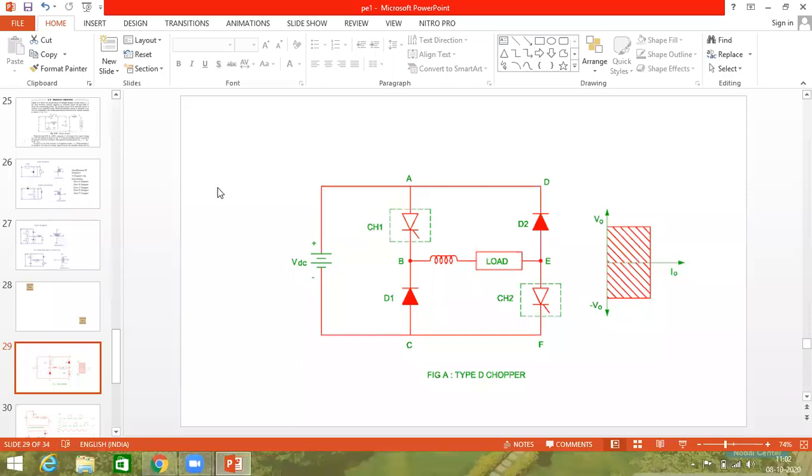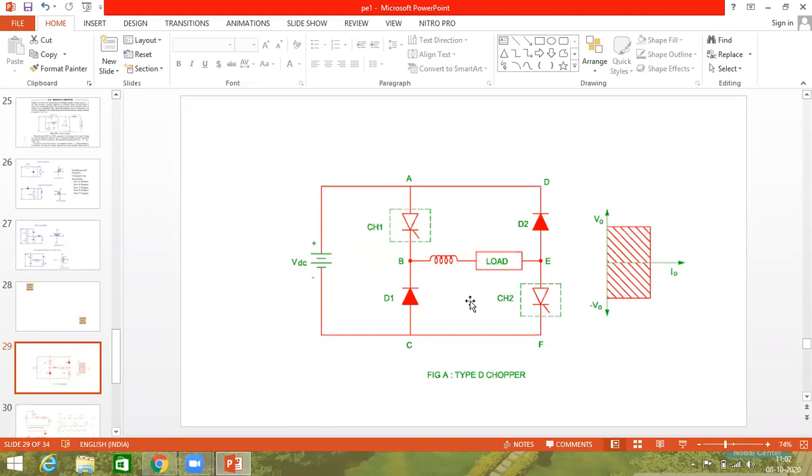When the supply is on with chopper 1 and chopper 2 in the on condition, the current starts from VDC plus to CH1 to inductor, the inductor energizes, inductor to the load, that is the motor, the motor starts to rotate, and next from the motor to chopper 2, from chopper 2 to VDC minus. It is done. The motor is rotating.